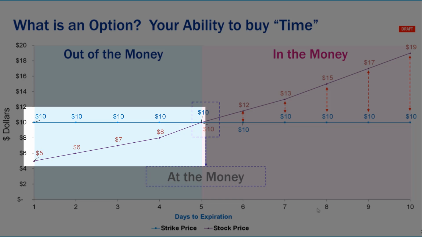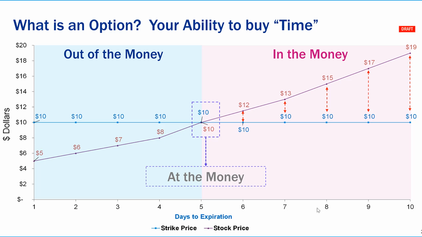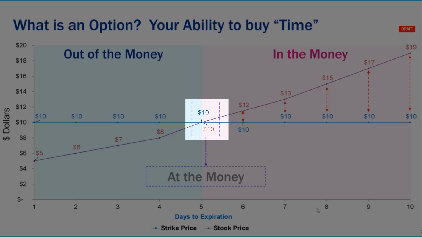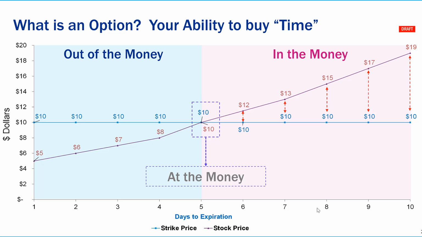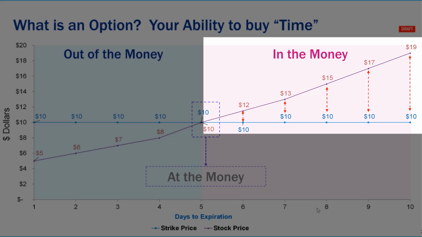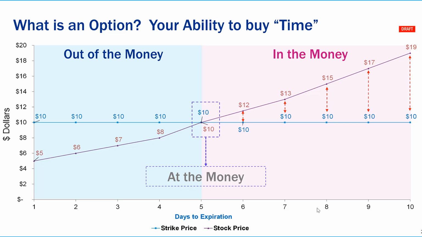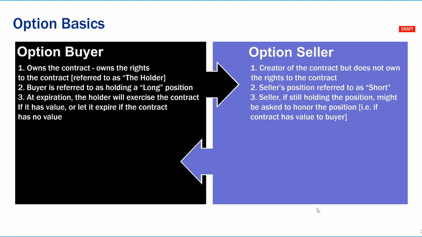At $10, you are right at the money, meaning it's equivalent, because you could either exercise or buy it at the market price. And then in the money is when the exercise price is lower than the current value of the stock in the market. With that said, we'll move on to the next slide.